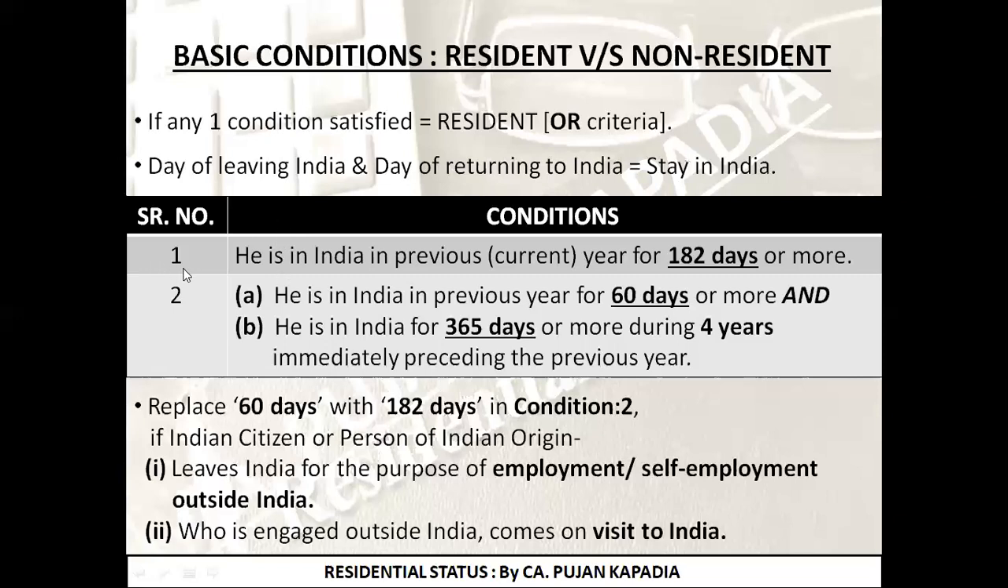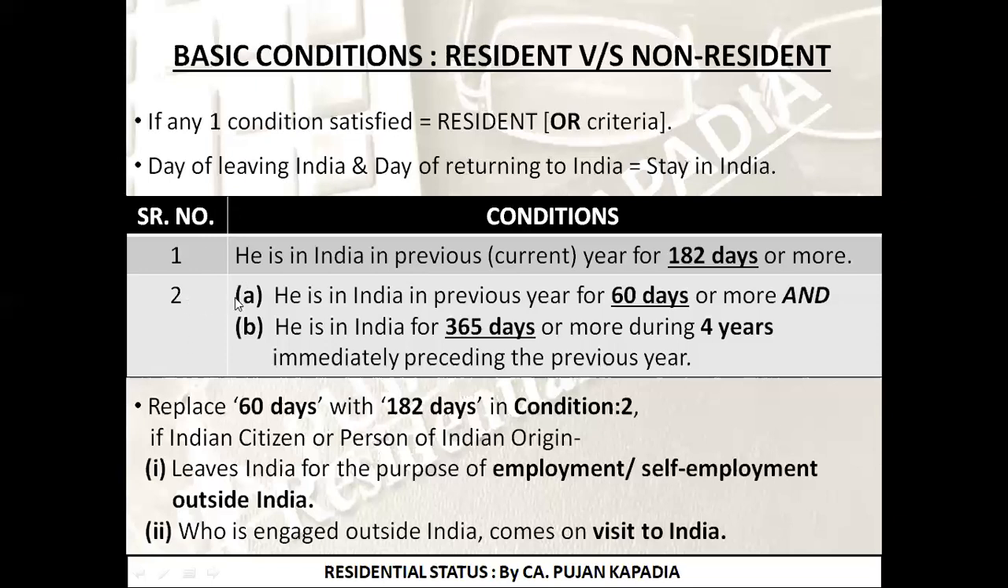First basic condition is that I should be in India in the previous year for 182 days or more. So this is my first basic condition. If I am in India for at least 182 days, then my first condition is going to be fulfilled. And if any one is fulfilled, then I will say I am a resident. What is my second condition?